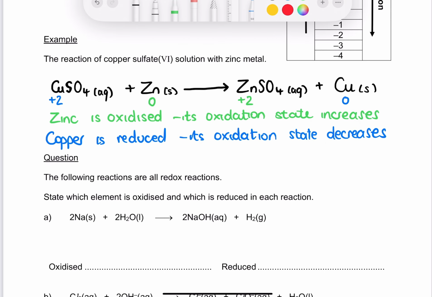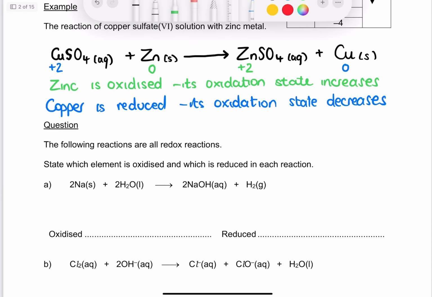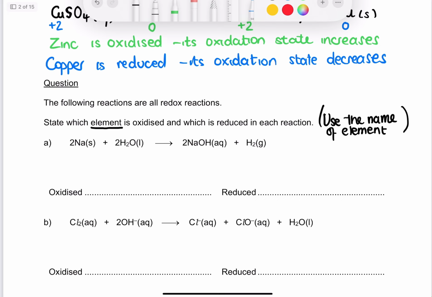So we've got some questions here for you to have a go at. We want to state which element. When we're doing this, use the name rather than the symbol, because sometimes when we're using the symbols, we'd have to pay attention to charges. We're going to use the name of the element, so we're going to write the word out rather than using a formula. So state the element which is oxidized and which is reduced in each of these equations.